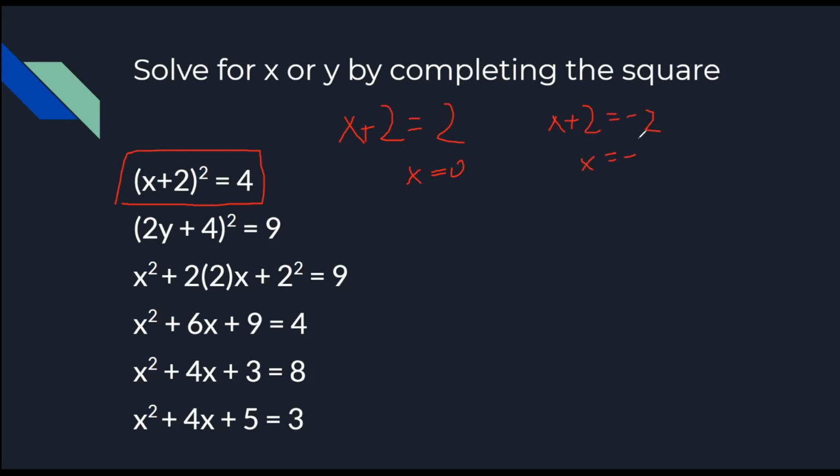And the reason why both of these work is because when x plus 2 equals negative 2, when you square both sides, negative 2 squared is equal to 4. x plus 2 squared is equal to 4, right? So that is still satisfied. So that's why you have to take the positive and the negative solutions once you take the square root.